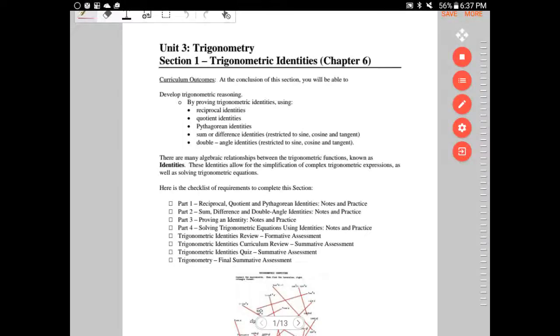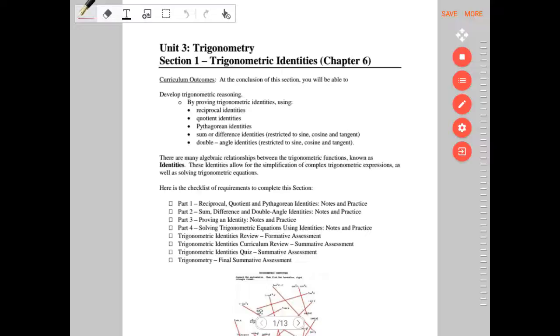Welcome to Unit 3 Trigonometry, Trigonometric Identities, Chapter 6. This is the last chapter of the trig unit. In this section, you'll be able to develop trigonometric reasoning by proving trigonometric identities using reciprocal identities, quotient identities, Pythagorean identities, sum or difference identities, and these will be restricted to sine, cosine, and tangent, as well as double angle identities with the same restrictions.